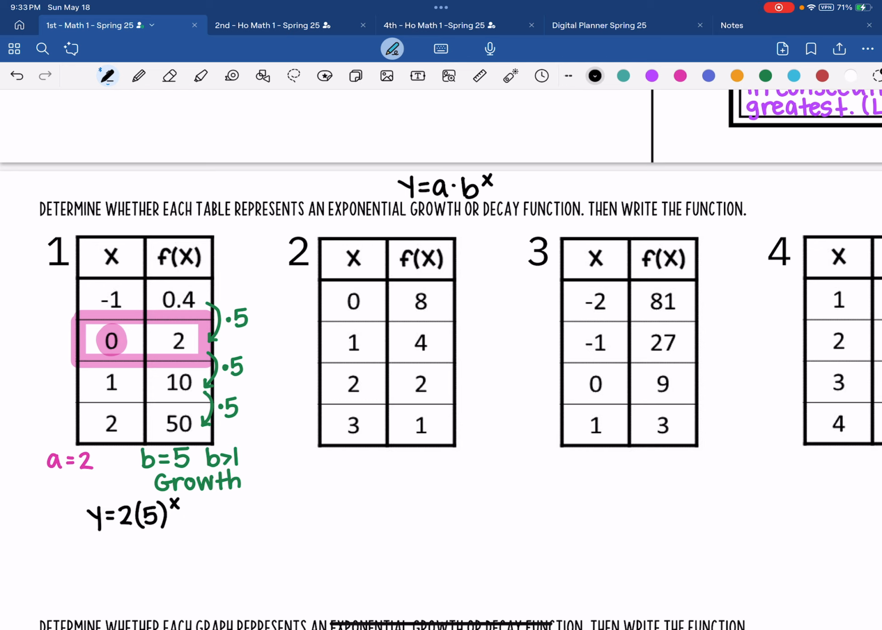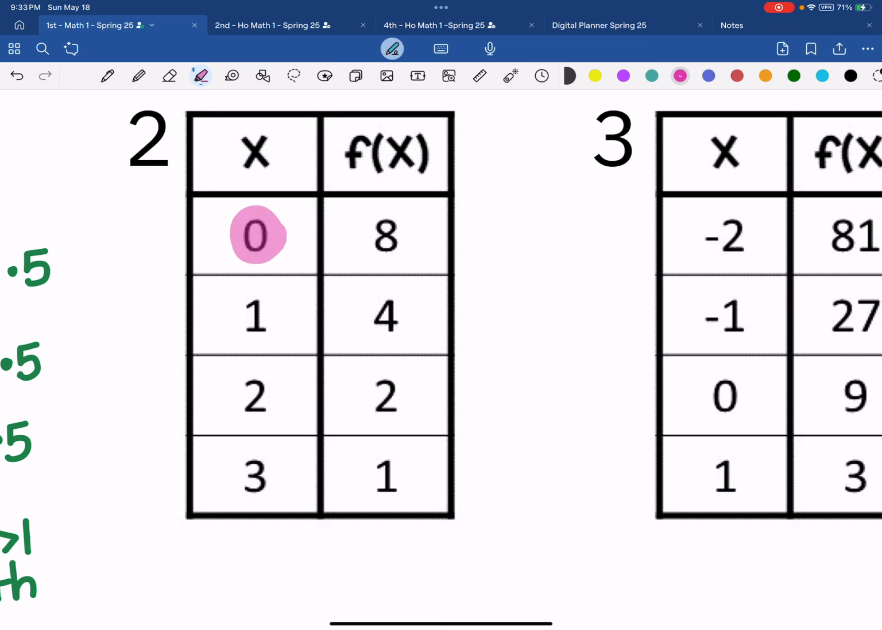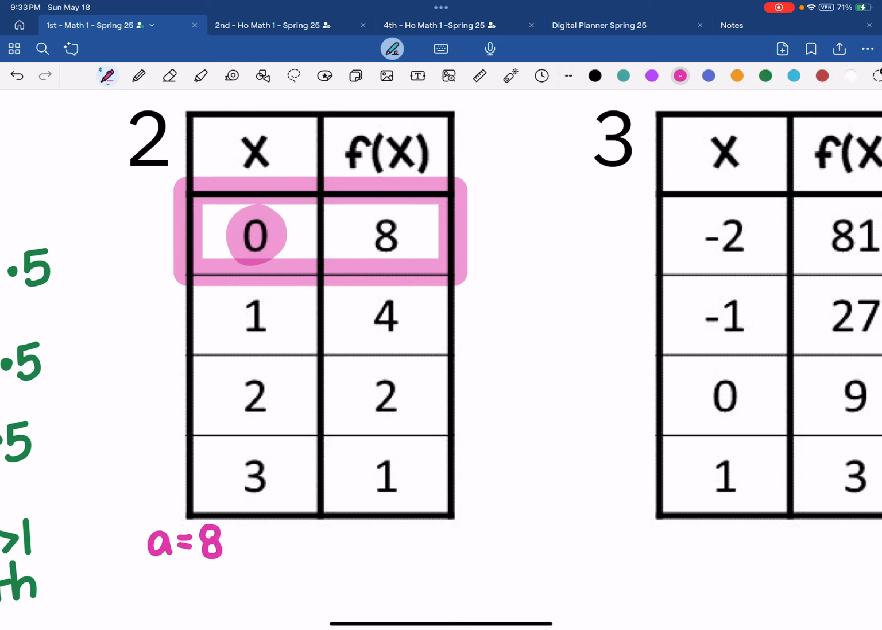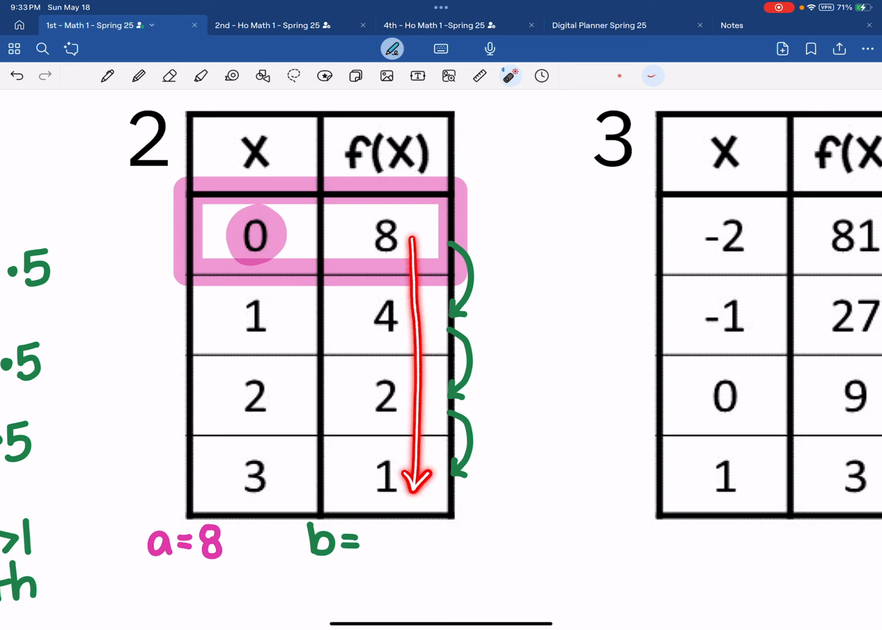All right, so for number 2, we're going to find the y-intercept. My y-intercept is where x is 0, so that means my y-intercept is 8. Okay, so my A value is 8. Now I need to find my base, which is my multiplier. So what am I multiplying by to get from 8 to 4, from 4 to 2, and 2 to 1? Now, if you notice, as we go down in order, we're going down in value. So a lot of students see it as dividing by 2, which is fine. There's no problem with seeing it as dividing by 2.